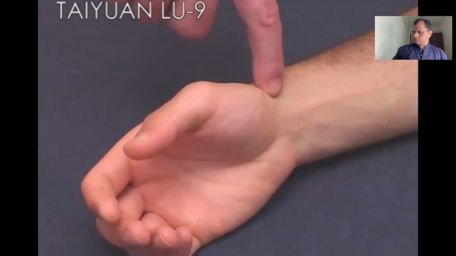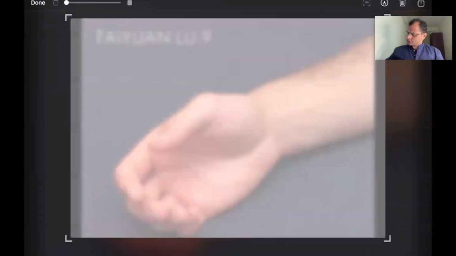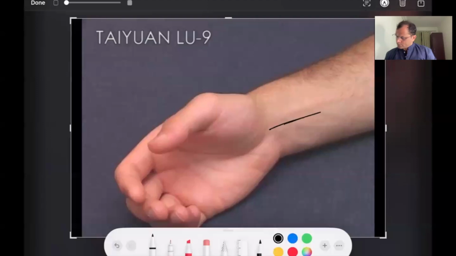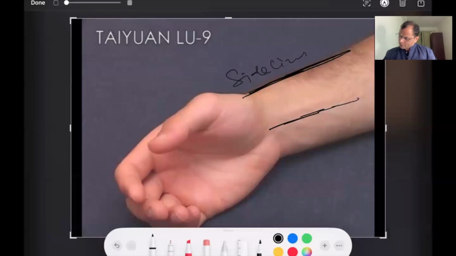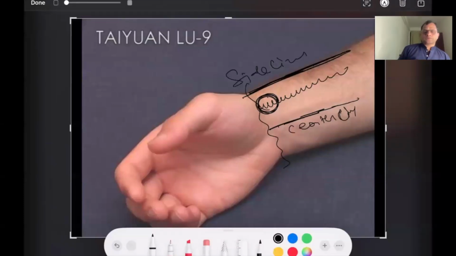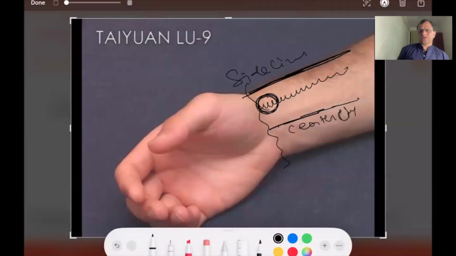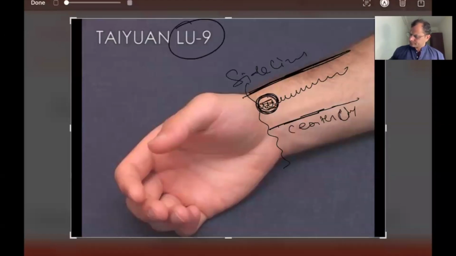Okay, so I will write down here. Suppose this is the hand. We can draw one middle line, and one line exactly on the side. So this is the side line, and this is the central line. In between, we have to check the pulse here, and this is the location of the first pulse. As soon as the wrist ends at the wrist crease, and we already know this is the location of the Lung 9 acupuncture point. Got it?